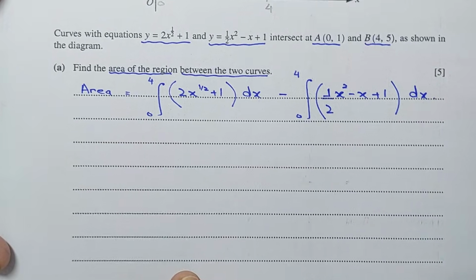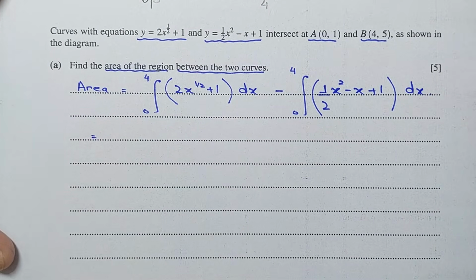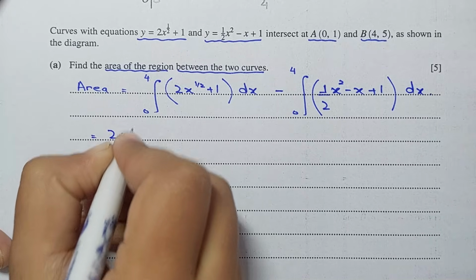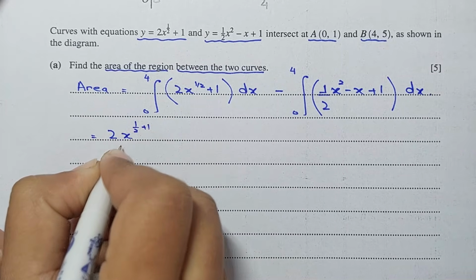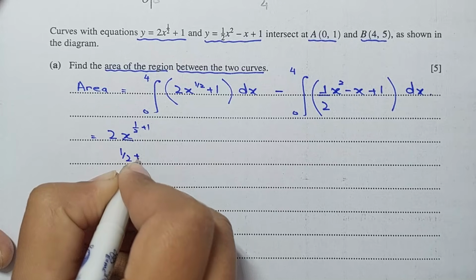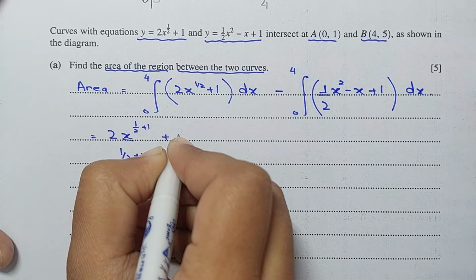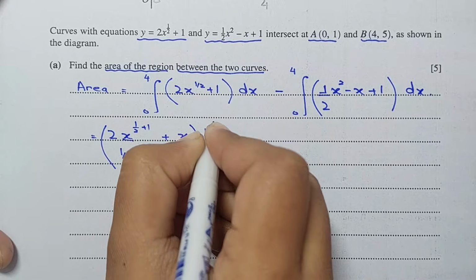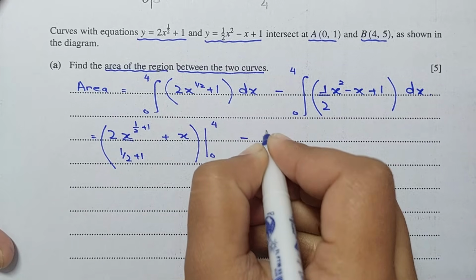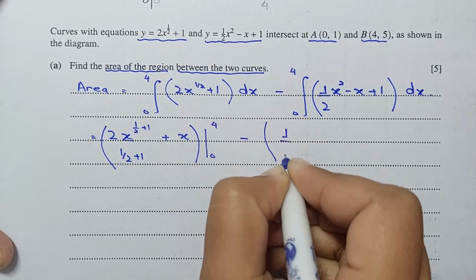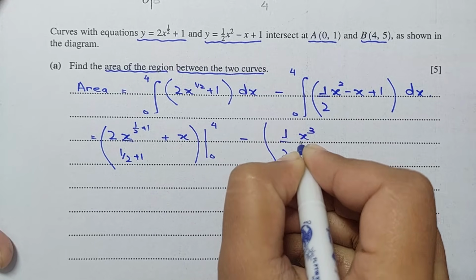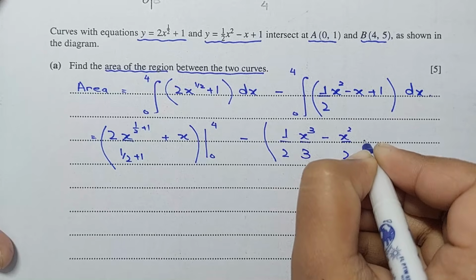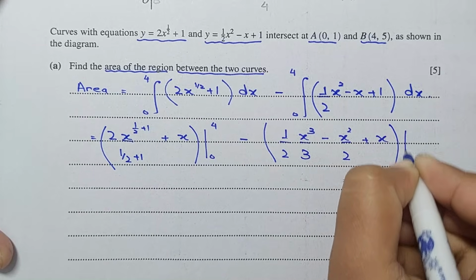Okay, simplify both of them. Let me start doing the integration. 2 is as it is, power rule of integration, x to the power n plus 1 over n plus 1, n is the power, right? Plus x integration is just x and the limits are from 0 to 4, minus this is half x square integration is x cube over 3, minus x integration is x square over 2, plus 1 integration is x from 0 to 4.